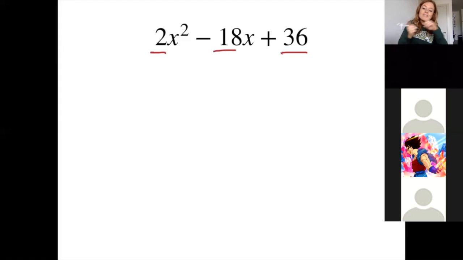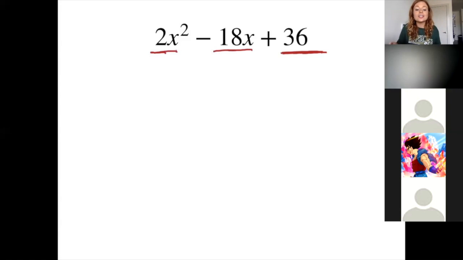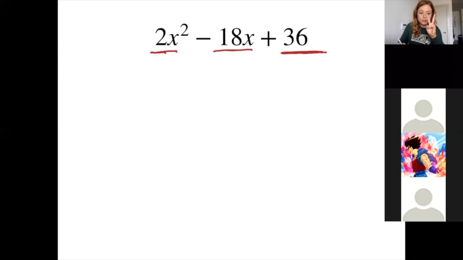Okay, so I need to take that 2 out, and then is there an X in all 3 terms? No. There's an X in the first one and the second one, but because there's not an X in the last term, I can't take an X out. So the only GCF of these numbers is 2. What that would look like is we're going to factor out a 2.